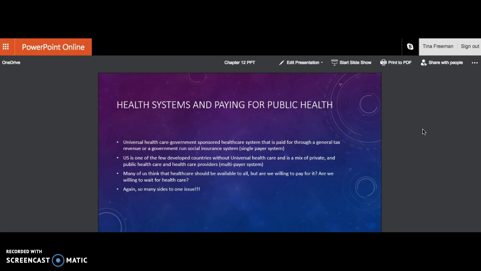It is one of the few developed countries without a universal health care plan and is a mix of private and public health care systems as well as healthcare providers. So there may be some people that are on Medicare, there are some on Medicaid, there are some through Blue Cross, there are some that have purchased their own insurance, there are some of us that it is paid for primarily through our employers. You can see that in the US, it's not a one-payer system. It's coming from all different avenues.